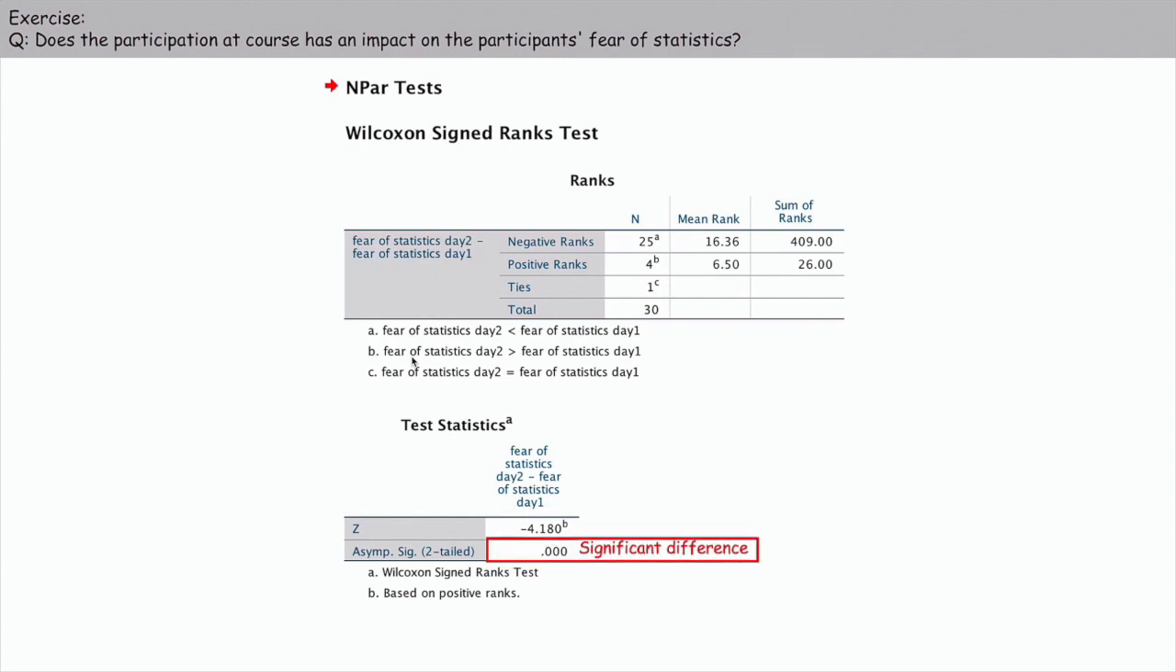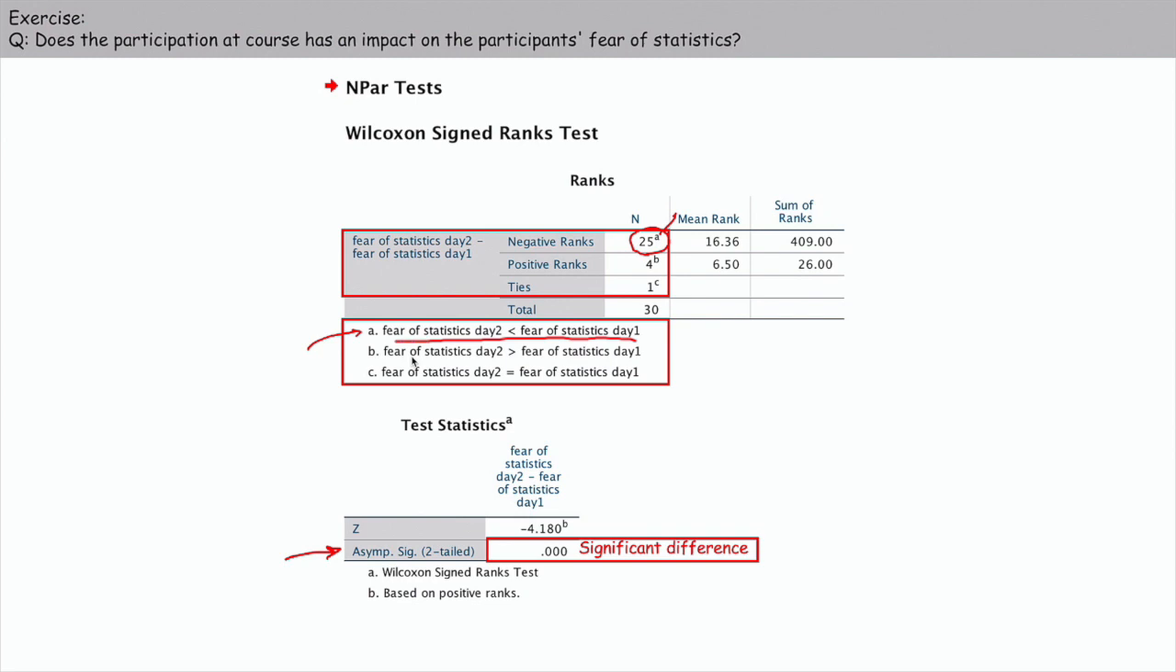Again, you have a significance value also if you go non-parametric, and they have also very good data here, explained as A, B, C. For example, you have 25 for A, as you see here. So you read this one as: 25 people had fear of statistics on day 2 less than fear of statistics on day 1. You read this line as A.